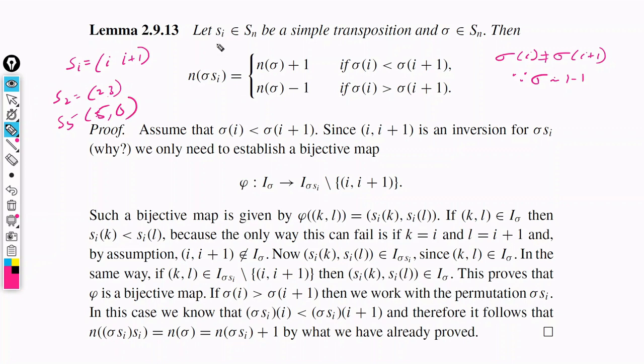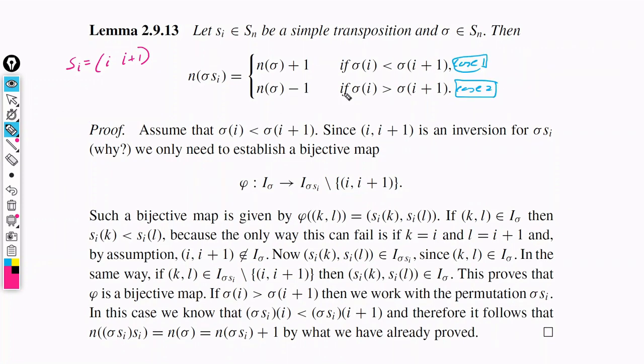That's all. So let Si be a simple transposition in Sn and sigma be any permutation in Sn. Then we have to show that the number of inversions in the composition sigma Si equals the number of inversions in sigma plus 1 if sigma(i) is less than sigma(i+1). Otherwise, it is the number of inversions in sigma minus 1. Because we have only two cases: sigma(i) is never equal to sigma(i+1), because sigma is one-to-one, being a permutation.